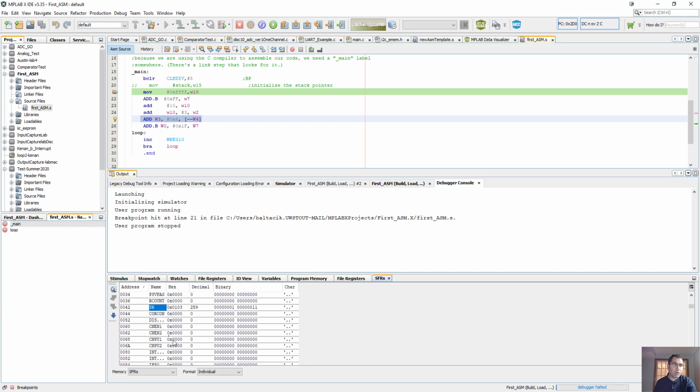Of course, from here you can observe anything else you want, like port A and port B, latch A, latch B, tris A, tris B, or timer registers. All the registers are listed here, right? So you can observe all special function registers from here. That might come in handy as you run your program and debug, to see what's really going on internally. So this might be something you want to use.